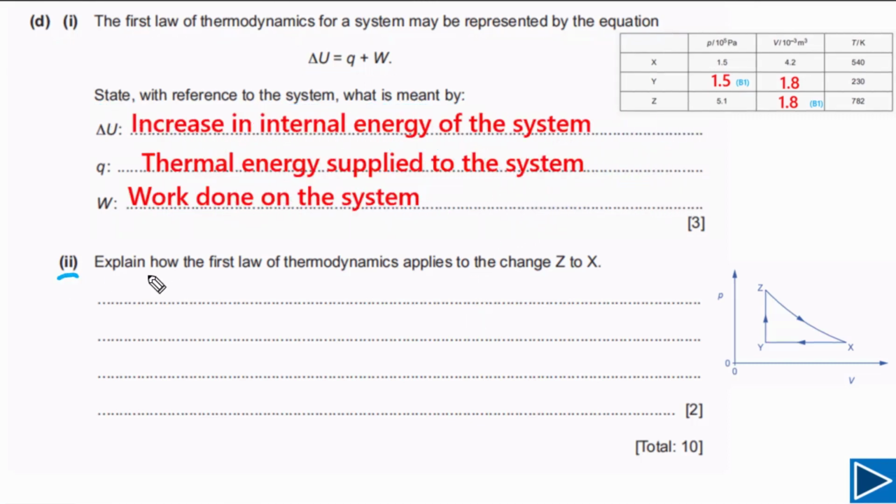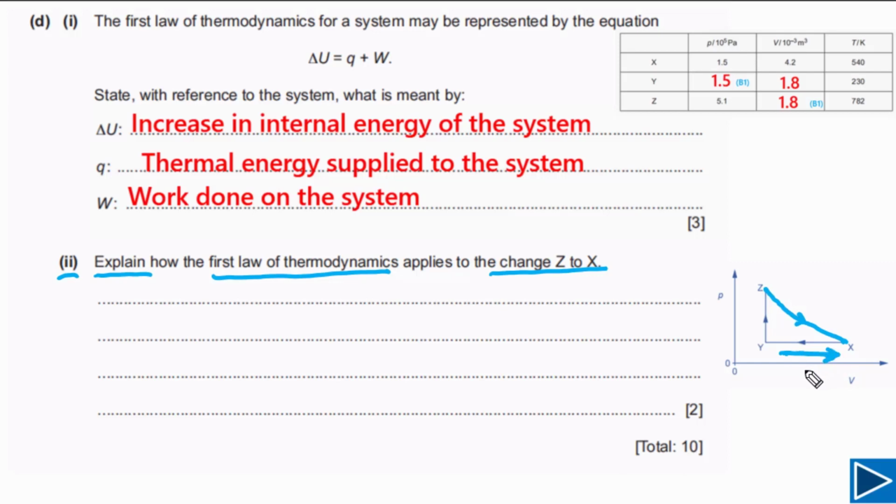For the second part, the question is asking us to explain how the first law of thermodynamics applies to the change Z to X, meaning from this state to this state. Z to X. If you look at Z and if you look at X, simply we can see that the volume is increasing from Z to X. So the gas is expanding.